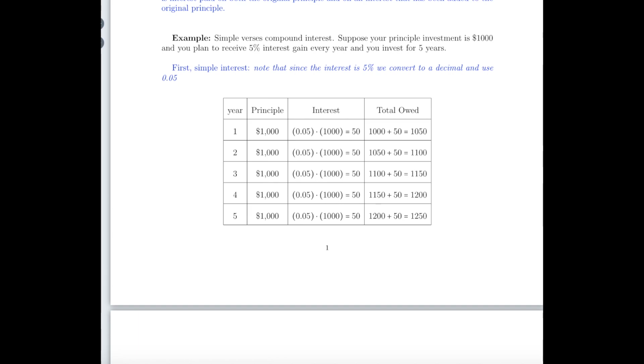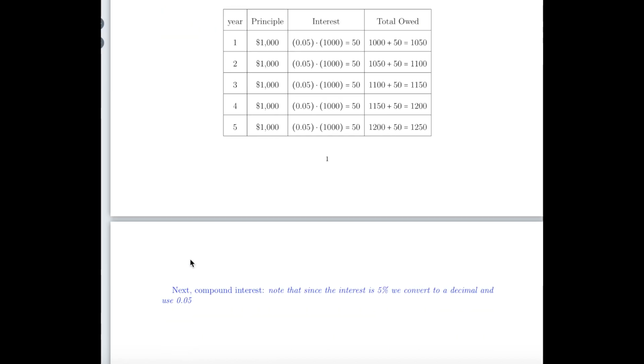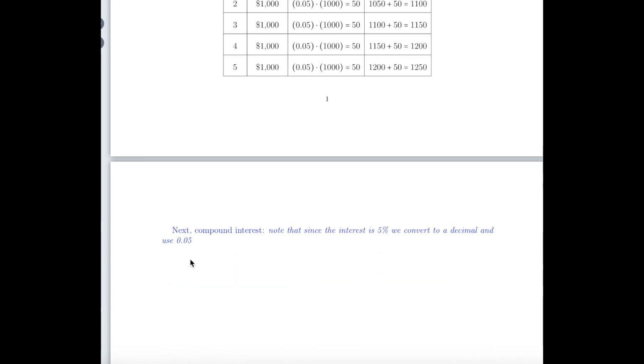All right. Now this is what we have gained from the simple interest formula. So if we're investing, that means we invest $1,000, and whoever we invested it to now owes us $1,250. So it was a $250 gain for us. So it was a good investment. Next, we will do compound interest.